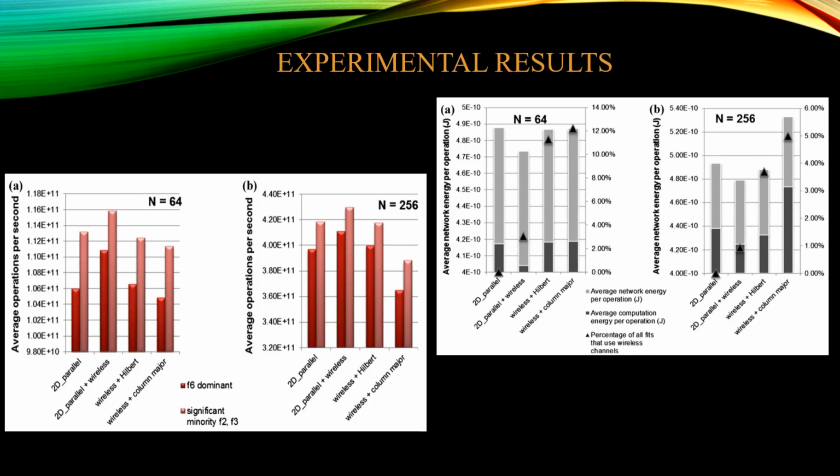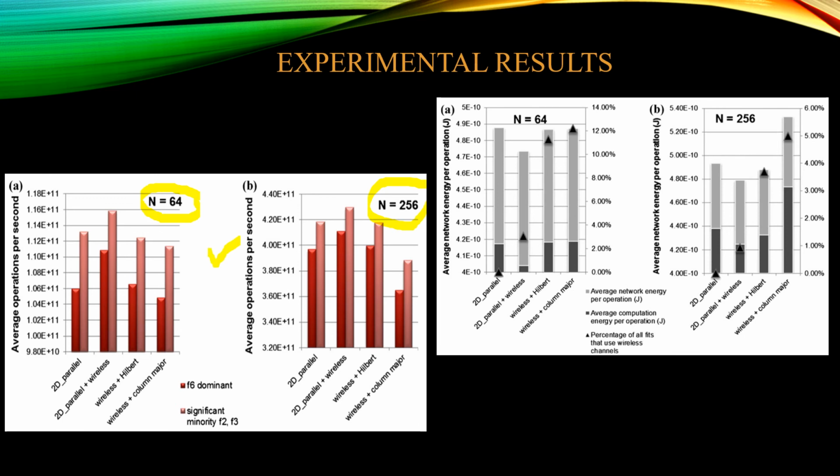These are the experimental results depicted in this paper. Each diagram shows the comparison between various allocation techniques along with the wireless shortcut links. Each comparison is done for a multi-core size of 64 as well as for 256.